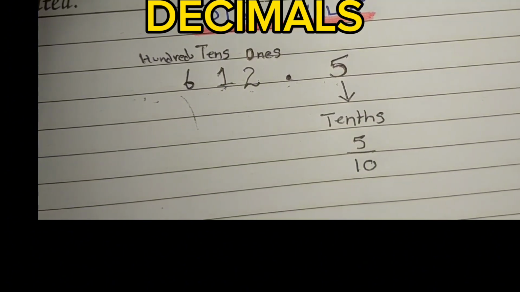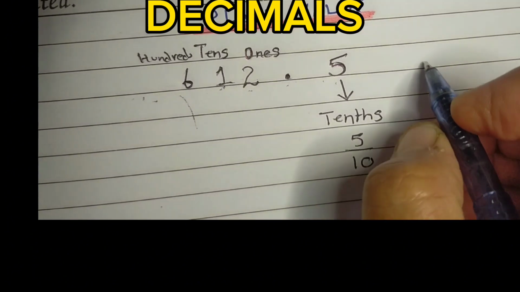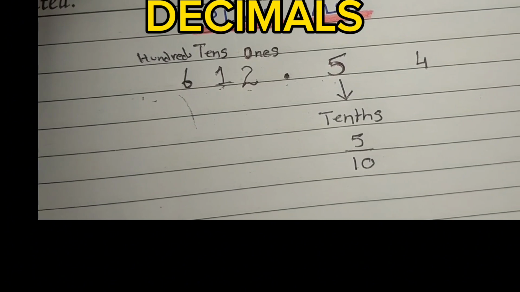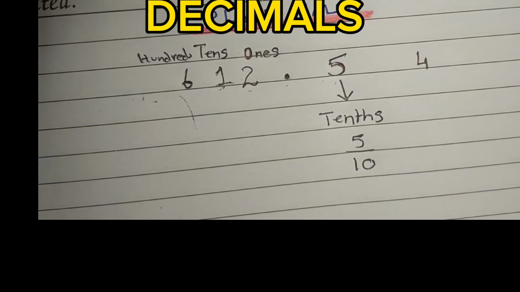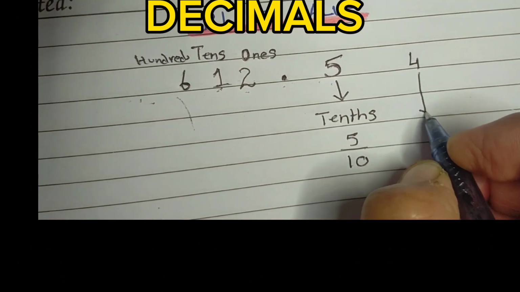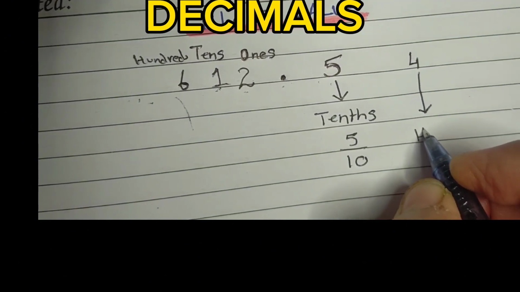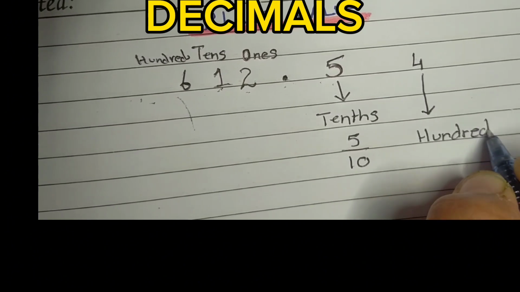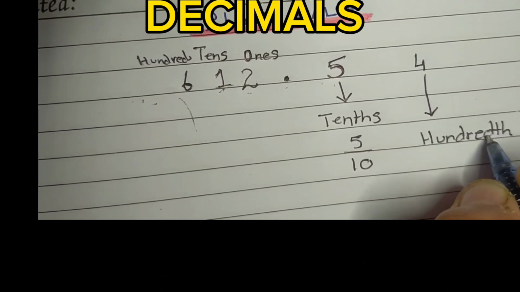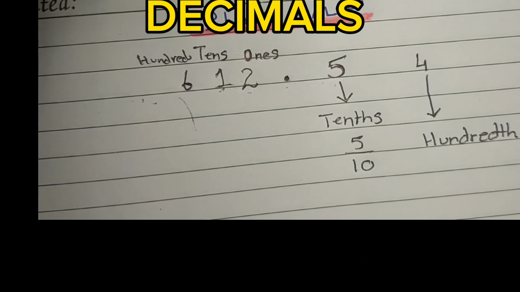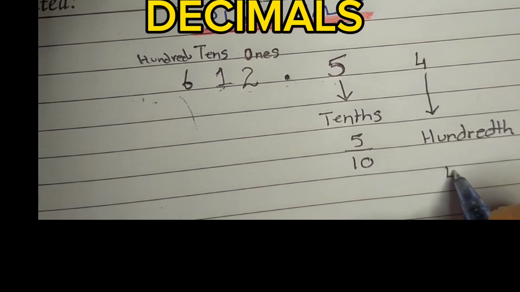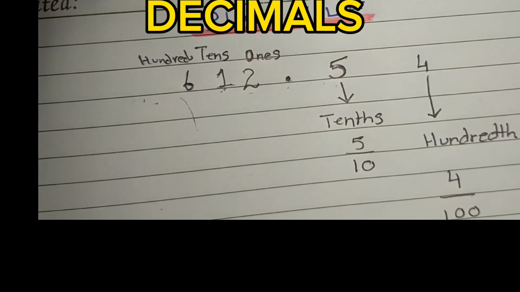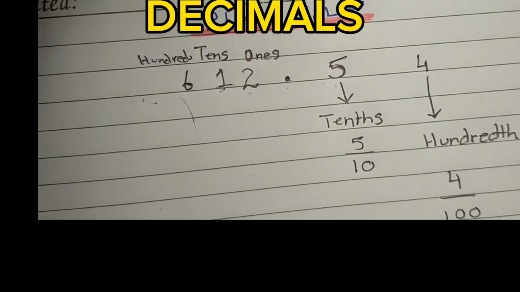All right, let me add another digit. Now, what do you think the second digit stands for? It stands for a hundredth. Have a look at the spelling here. What does hundredth mean? 4/100. This is how we write this number as a fraction. Okay?